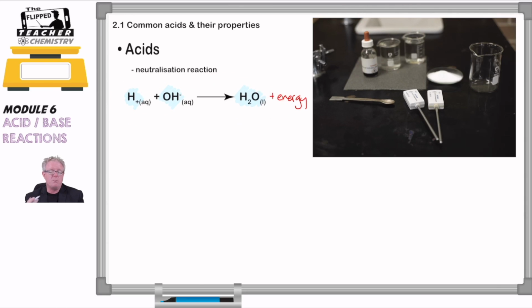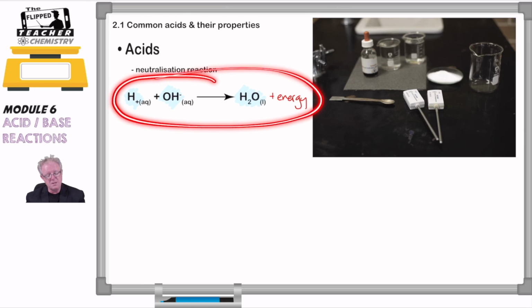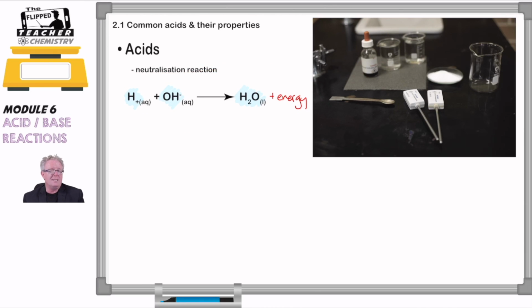You would see that it's just the protonation, that is the addition of a proton to a hydroxide, which means that's going to give you water plus energy. Okay, and we're going to learn a little bit more about how to write that equation with a little more sophistication later on. But essentially, that is what's happening there, and that's a neutralization reaction.